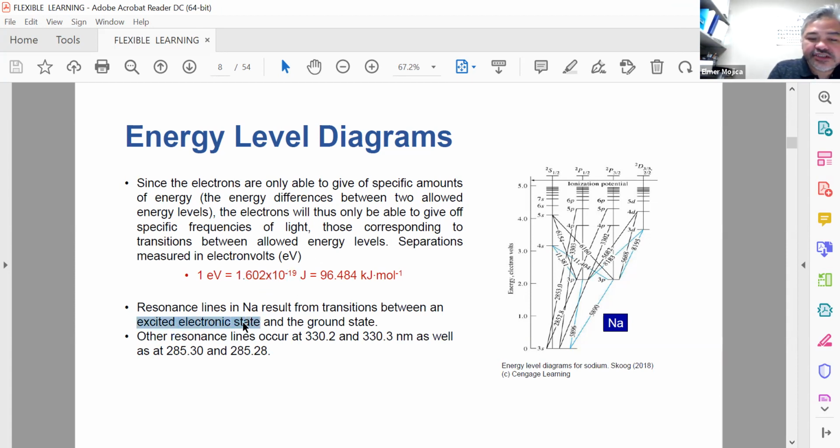Now, specifically, if you look at the resonance lines in sodium, it results from the transition between an excited electronic state and the ground state. If you look at the other lines here, they occur at 330.2 and 330.3 nanometers, as well as at 285.30 and 285.28.